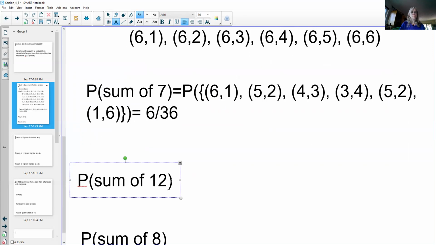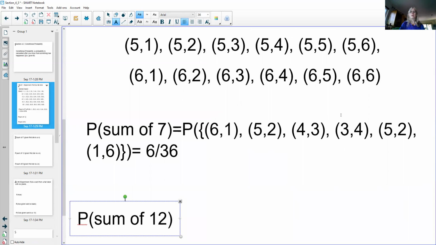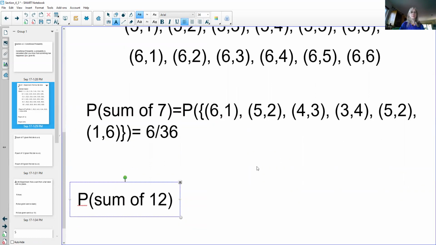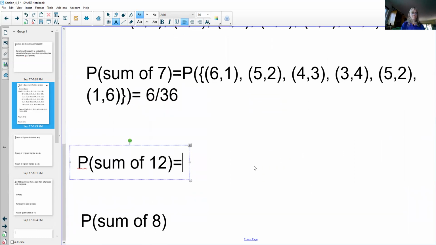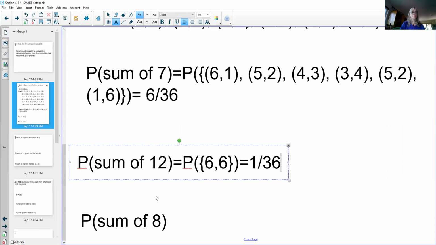Let's do the probability of a sum of 12. Again, up here, a sum of 12 would be this one right here. So the only way to get that would be getting a 6,6. Again, counting, there's only 1 there out of the 36. So there's your probability. You can see it's way more likely you're going to get a sum of 7 than you are for a sum of 12.